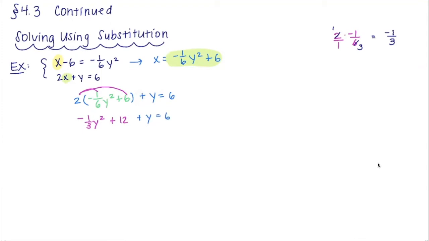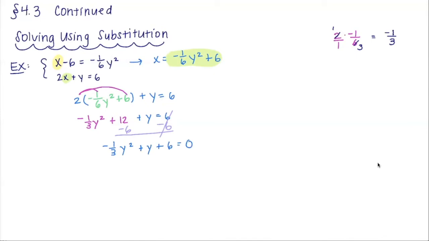And I notice I have the makings of a quadratic, right? I have a y squared and a y over here. So if I'm solving a quadratic, I need to make sure that one side is equal to 0. So if I subtract 6 from both sides so that my right-hand side equals 0, then I'm on my way to solving this quadratic. So I have negative 1/3 y squared plus y plus 6 equals 0.